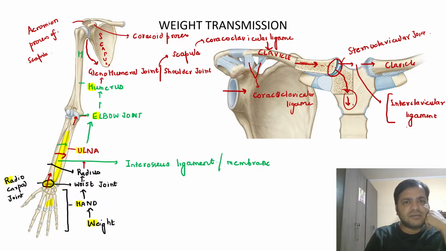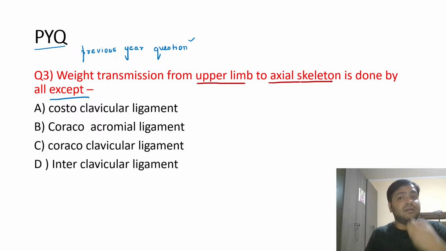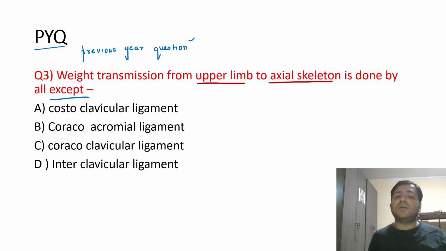The question says, weight transmission from the upper limb to the axial skeleton, axial meaning the bones located in the center of the body, the midline or the medial plane of the body, is done by all except.